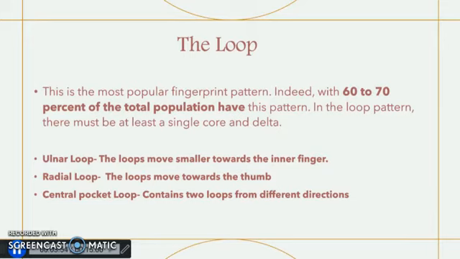Now let's speak about the loop. Okay, the loop. This is the most popular fingerprint pattern. Indeed, 60 to 70% of the total population have this pattern. In this loop pattern, there must be at least a single core and delta. There is the ulnar loop. The loop moves toward the little finger. The radial loop. The loop moves toward the thumb. There's also the central pocket loop. Contains two loops from different directions.